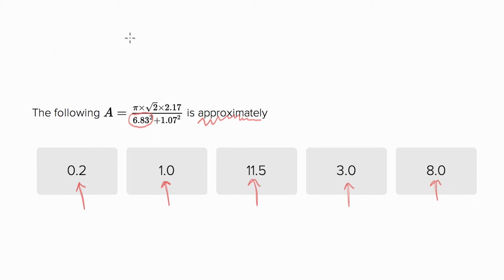So what I'm going to do is take this expression and substitute in some simple approximations for these things. Instead of pi, I'm going to approximate that to be 3. And instead of root 2, let's call that 1.4. Some of these things I have memorized. Root 2 I have memorized as 1.4, and you may want to memorize that. 2.17, let's just call that 2. And let's divide this by 6.83 squared, let's call that 7 squared. And instead of 1.07, let's call it 1 squared.